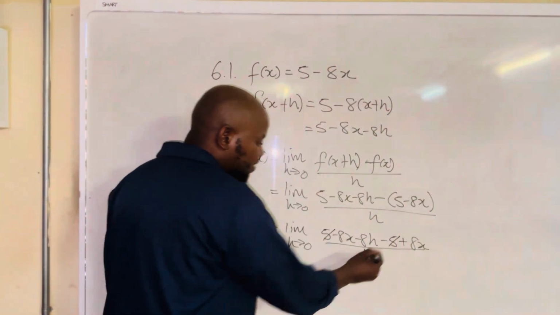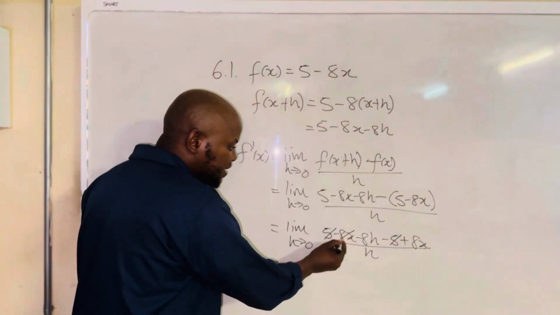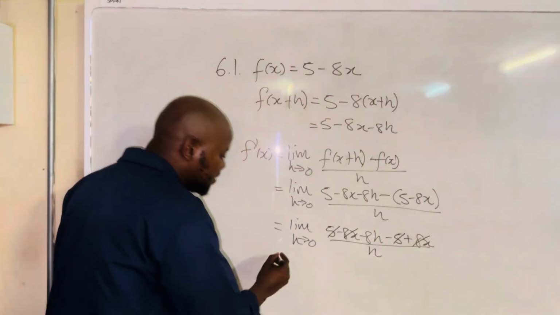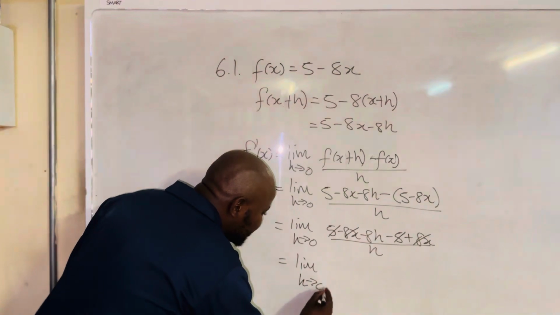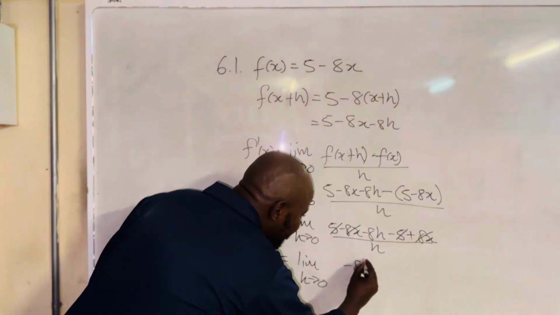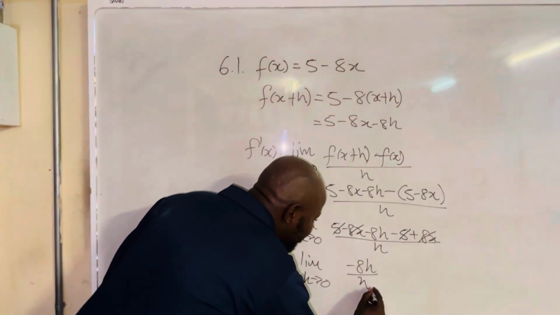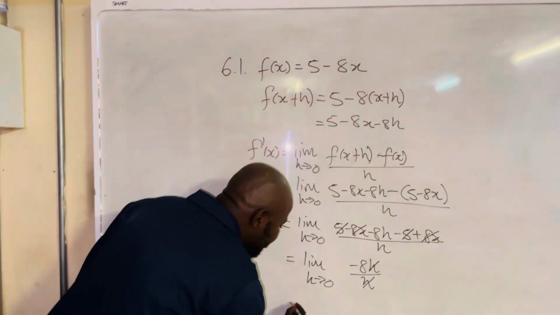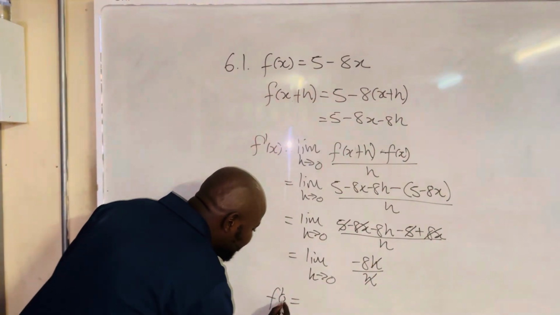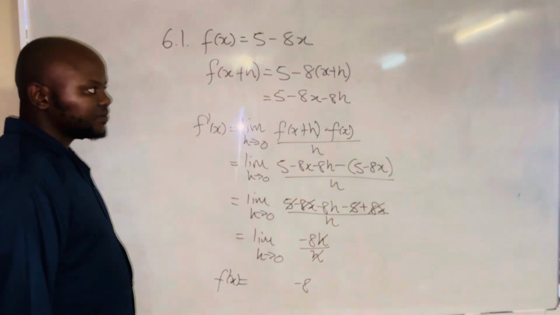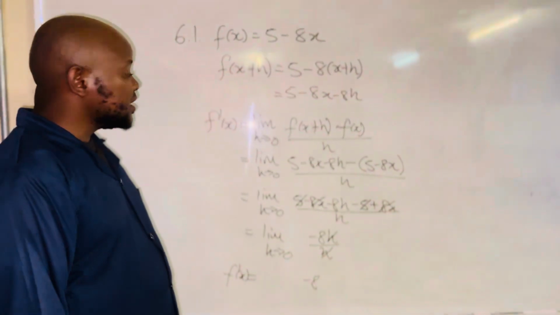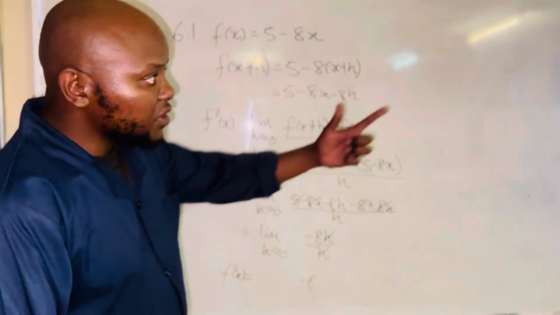Now, 5 and minus 5 will cancel each other. Minus 8x plus 8x will cancel each other. So when h approaches 0, we will be left with negative 8h divided by h. The h and h will divide each other. Therefore, our first derivative will be equal to negative 8. So that will be our 6.1.